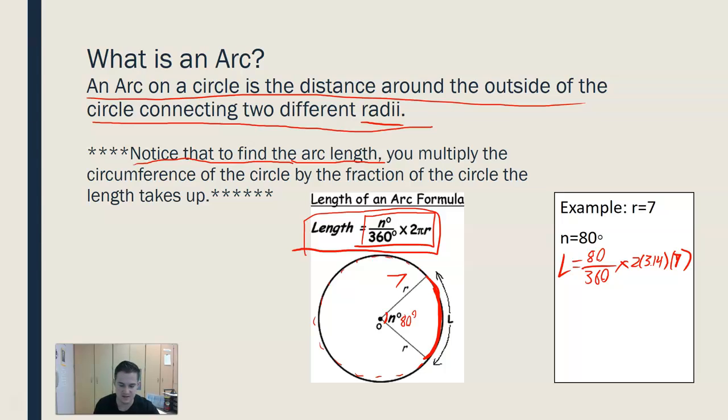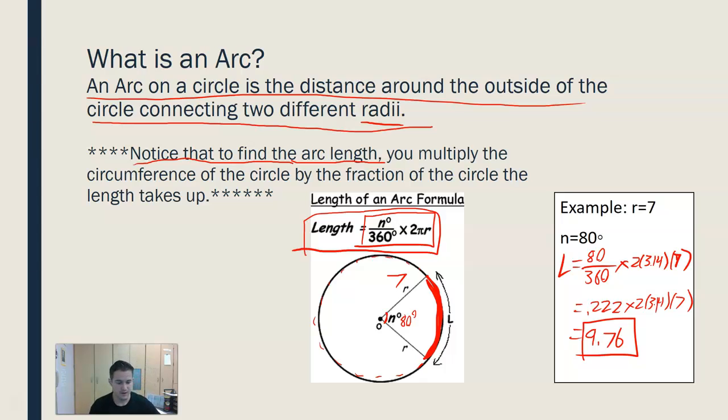Let's see, 80 divided by 360 is 0.222 times 2 times 3.14 times 7, and that you can just type straight into your calculator. 0.222 times 2 times 3.14, times 7. And I get 9.76-ish. 9.76 is my arc length, or just the fraction of the outside of the circle between these two radiuses.